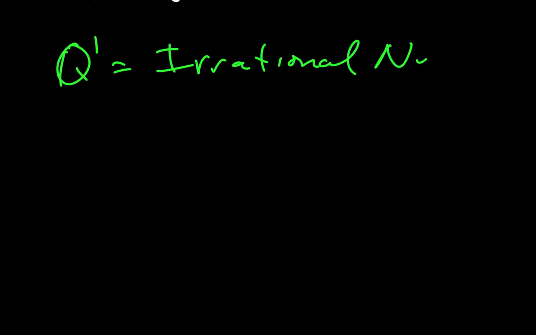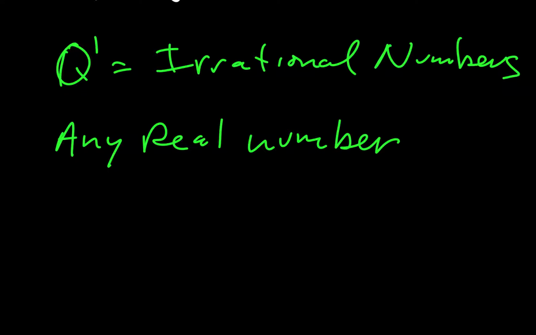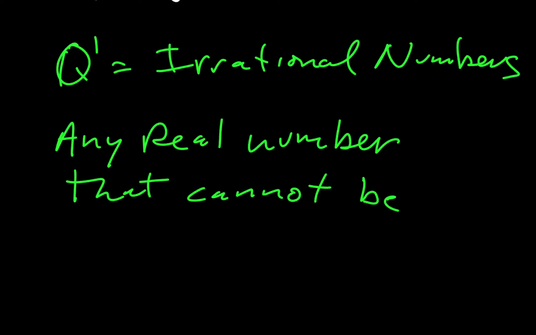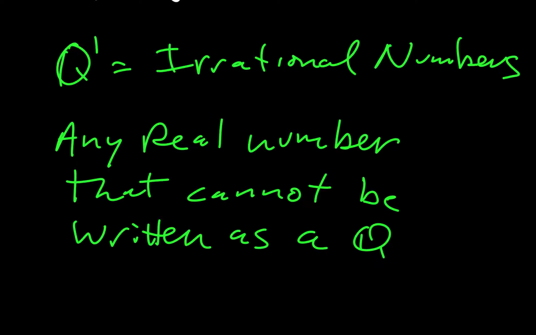Okay? Now the next set is the complement of this. So we write it as Q complement, because that was rational, but we pronounce it irrational. So irrational numbers. It's just any real number that cannot be written as a rational number, so our script Q.